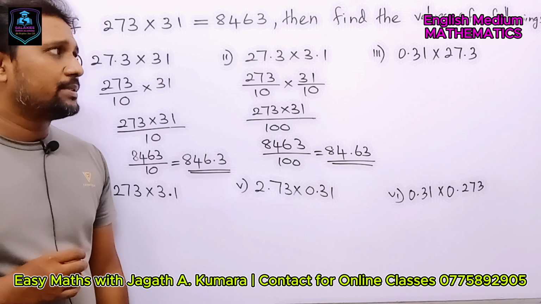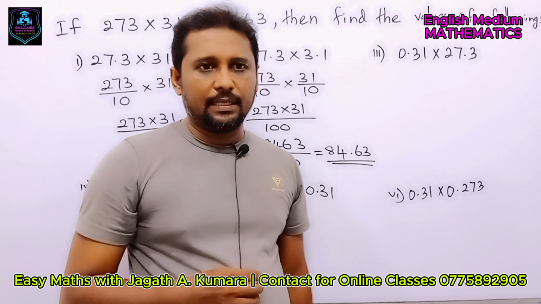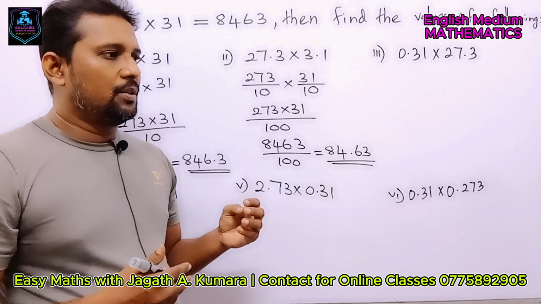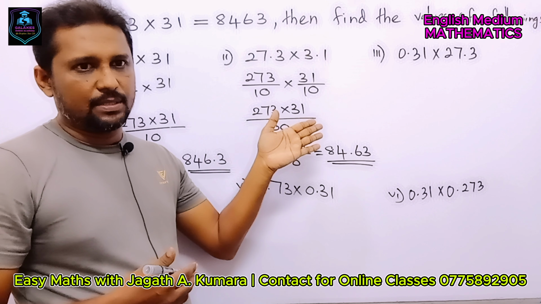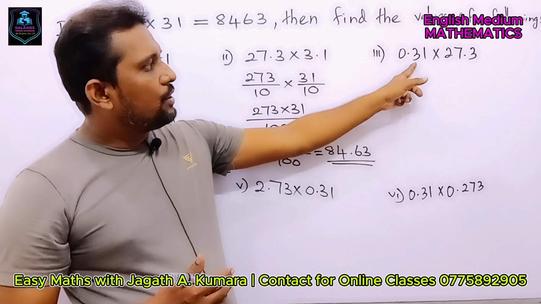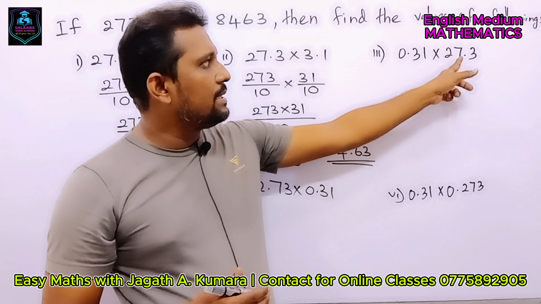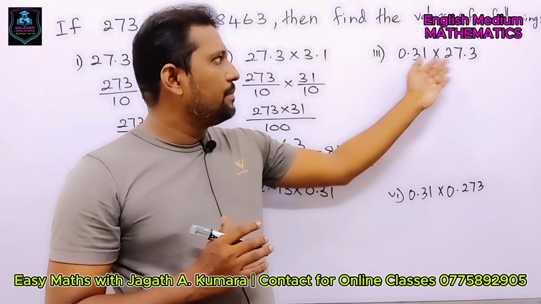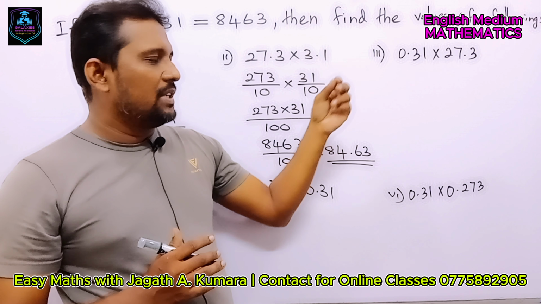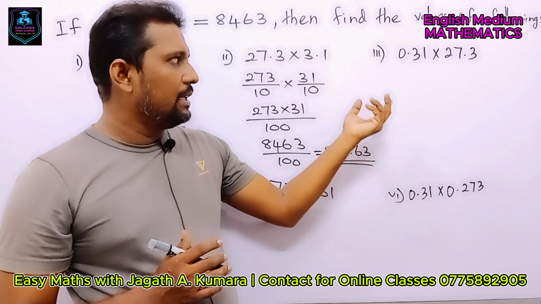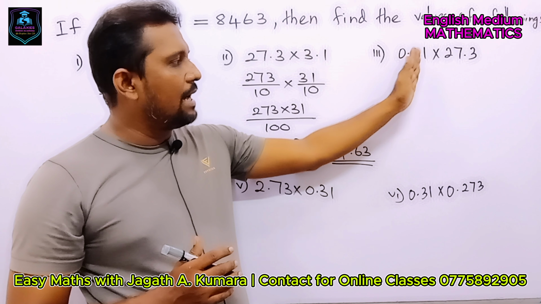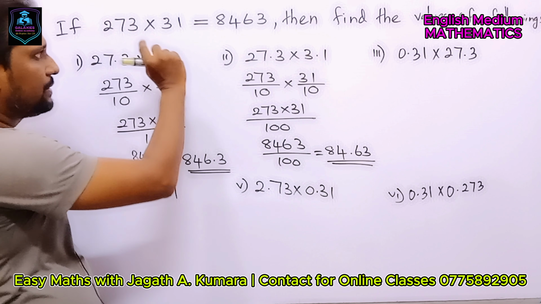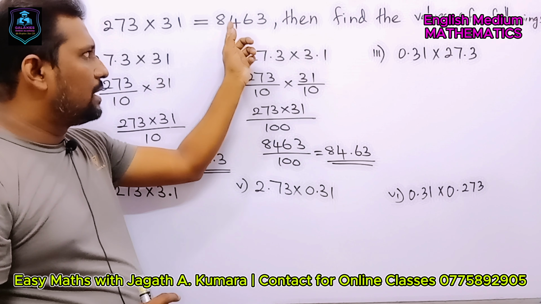Right. Then let's check the answer for the third part. For the third part, I'm going to get the answer without writing fractions. First, look at this one: 0.31 multiply 27.3. When you compare the numbers here, first you ignore the decimal point. Then you have to multiply 31 and 273. What is the answer? 8463.